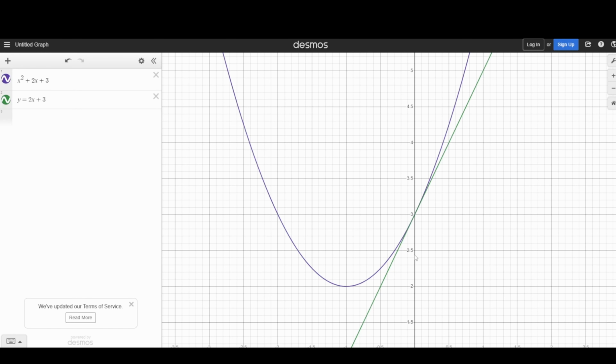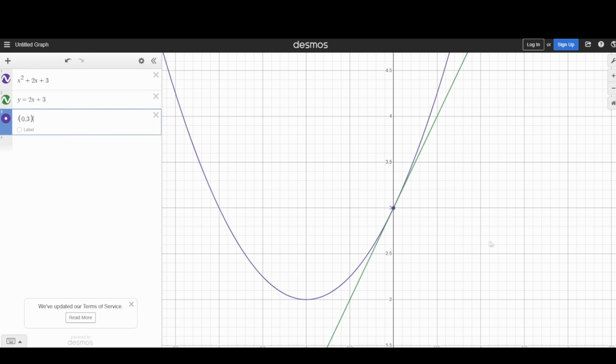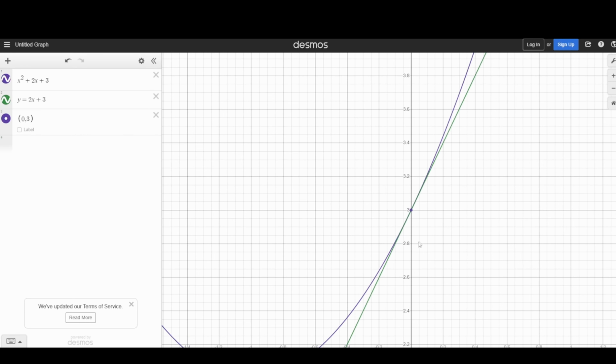As we can see on the graph, values very close to x equals 0 are very good approximations of the function. Near x equals 0, the tangent line is practically the same as the function. Not exactly, but for approximation purposes it works great.